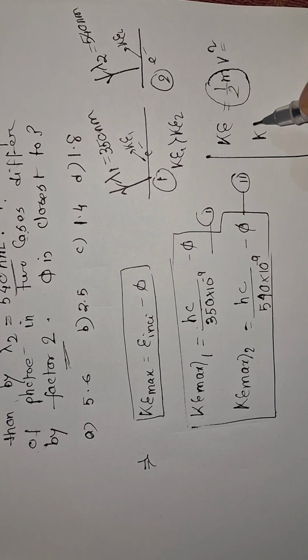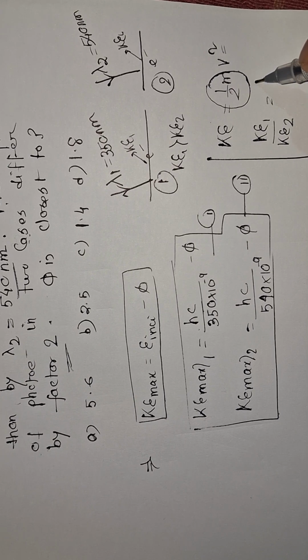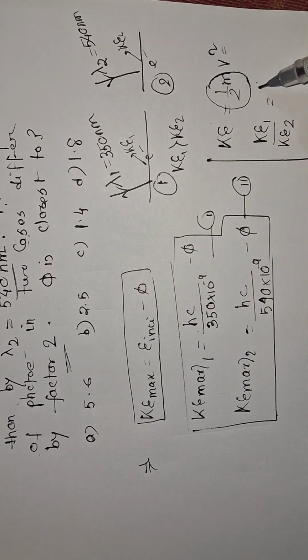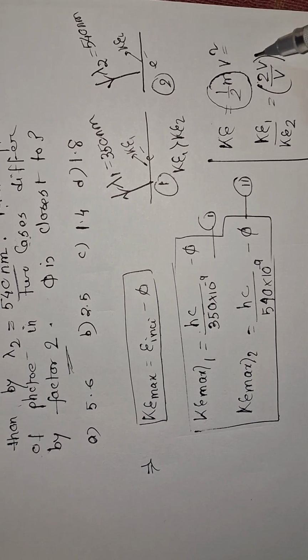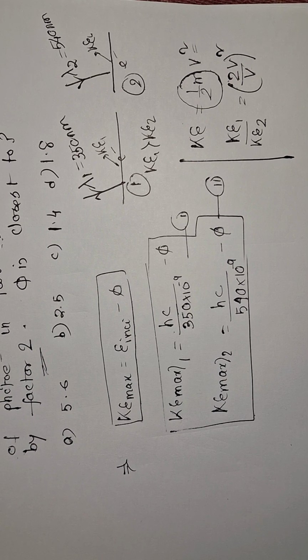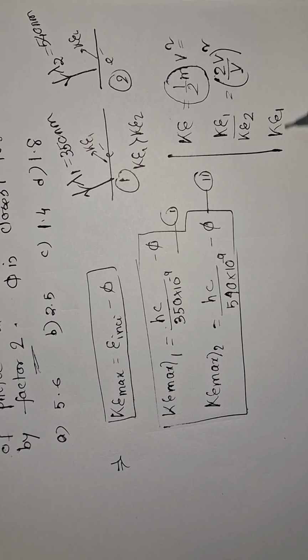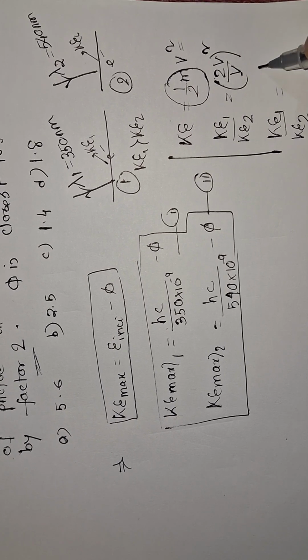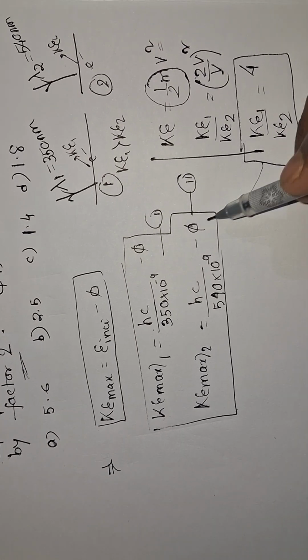So what we can write is Ke1 by Ke2. The velocity differs by a factor of 2. In the first case, if the velocity is 2v, then the second case will be v, whole square. I hope it's clear, because in this question it was said that the velocity differs by a factor of 2. So the ratio is 2v by v, squared. It's quite simple, I hope. So Ke1 by Ke2, we can write as 4. And now we can use it directly in these 2 equations.